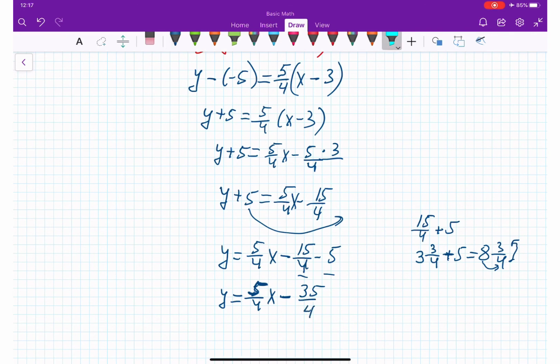Here we got our intercept is negative 35 over 4, and our slope is 5 over 4.